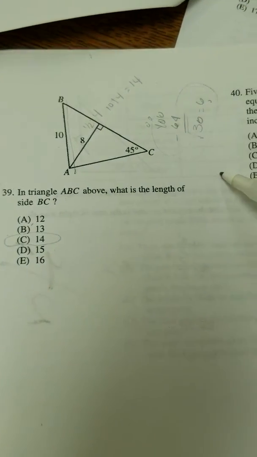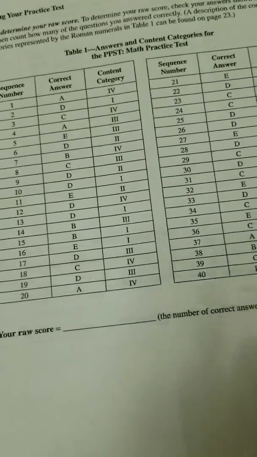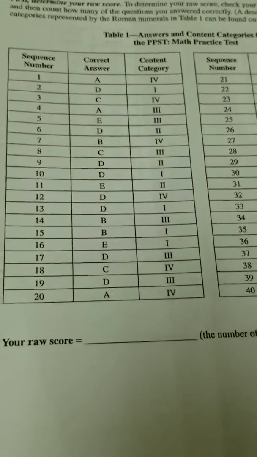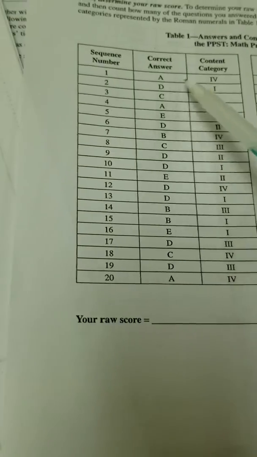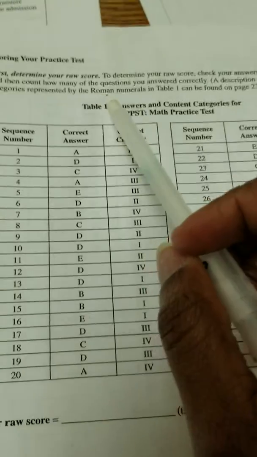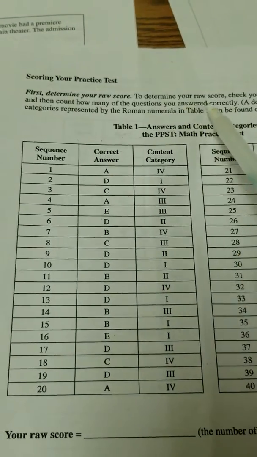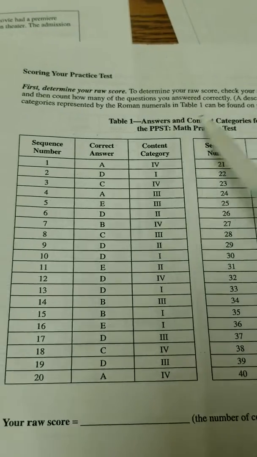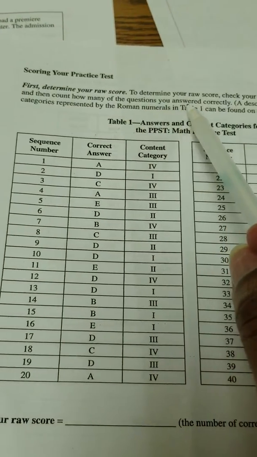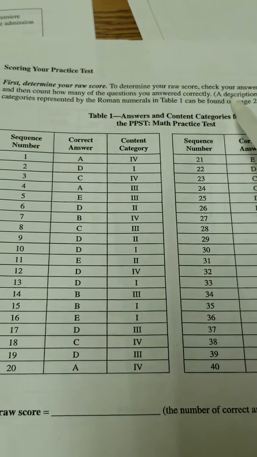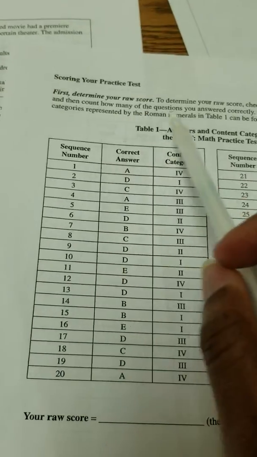All right. So now we talked about how you rate yourself. I have this score scale with all the answers on there, and it tells you what you've done. Looking at that, it tells you first to determine your raw score. To determine your raw score, check your answers shown in the table below. Then count how many of the questions you answered correctly. And then you go on from there.